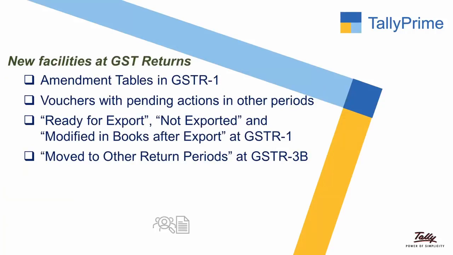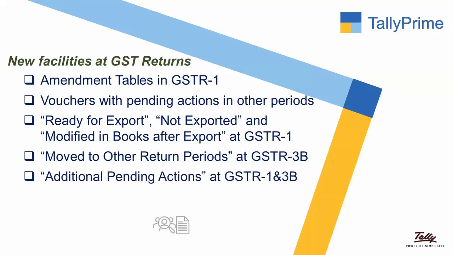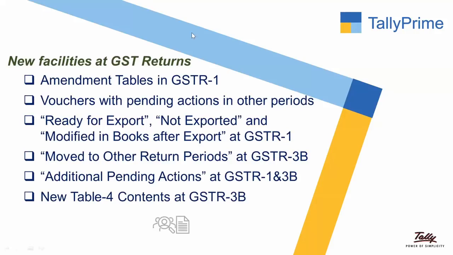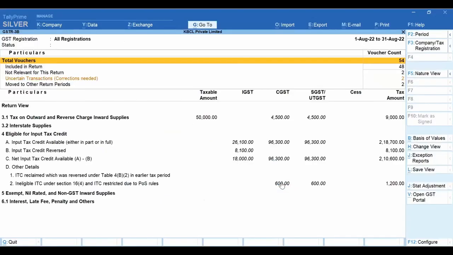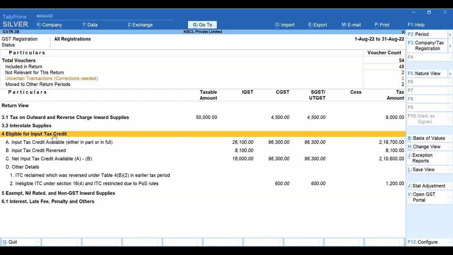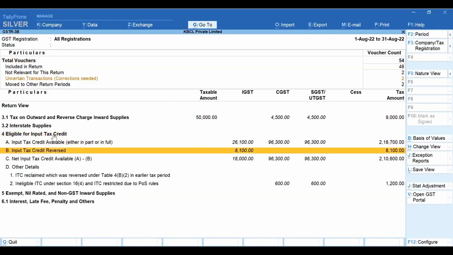Even the unreconciled transactions in ITC reports, 2B and 2A, are also moved to other periods. Then additional pending actions at GSTR 1 and GSTR 3B. Then the most crucial part in the latest TallyPrime, as far as 3B is concerned, is this new arrangement of table 4, eligible ITC.